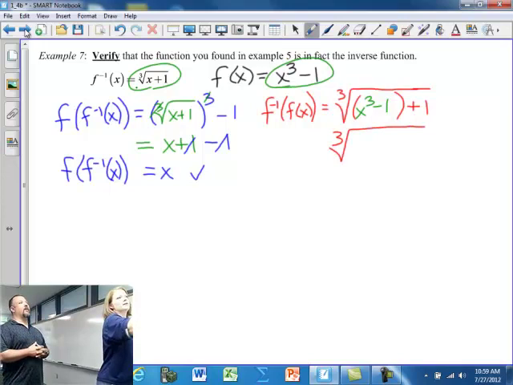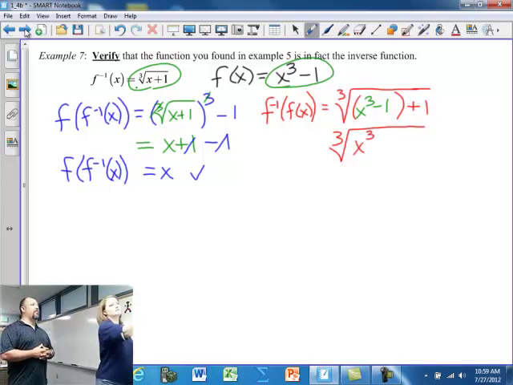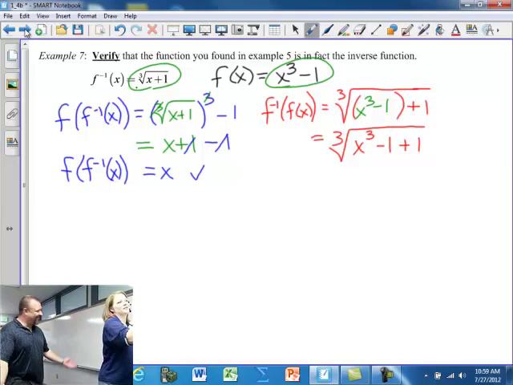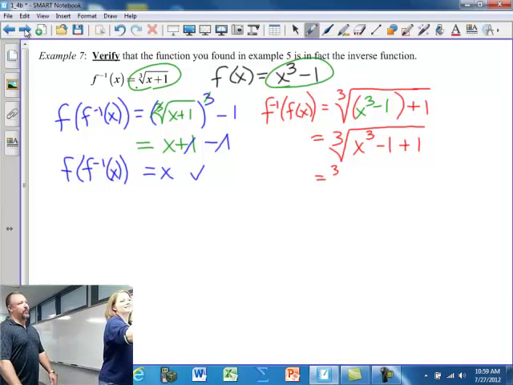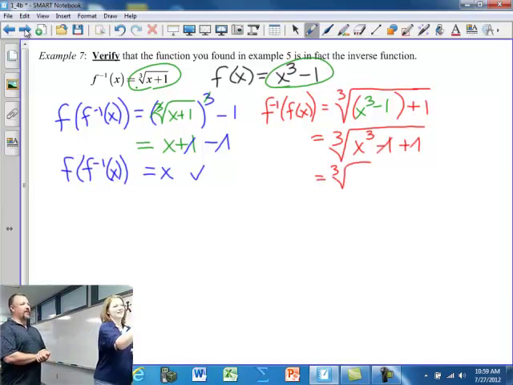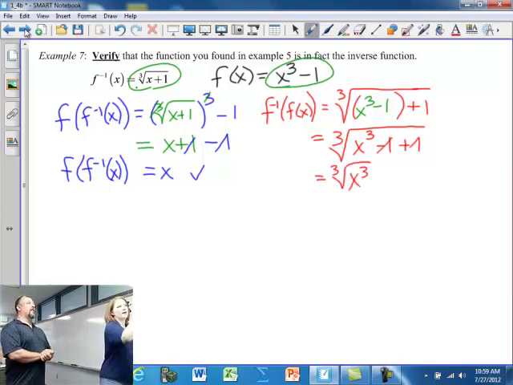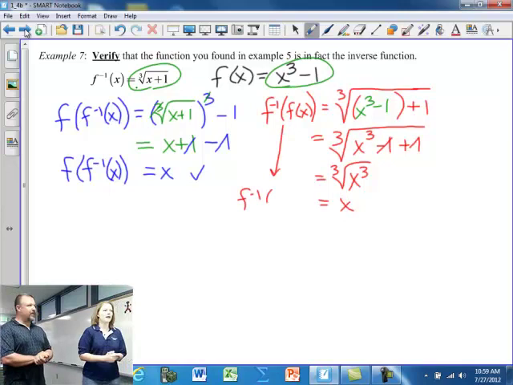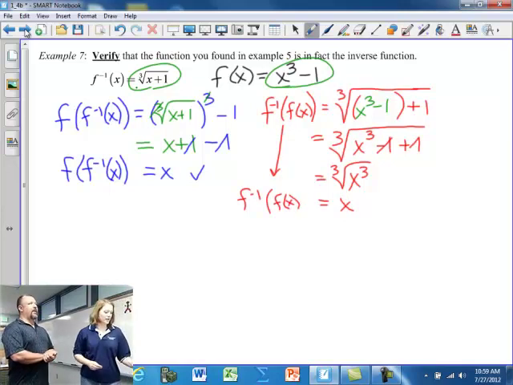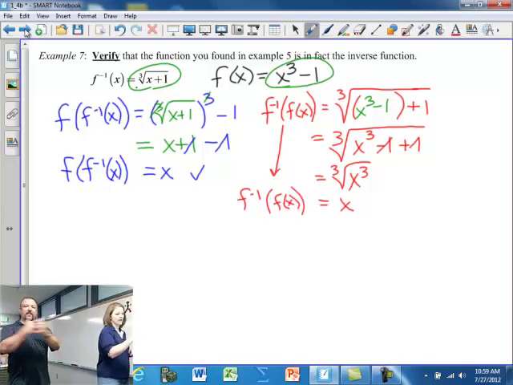I would probably just write this first, actually: you want to distribute the 1 in front of the parentheses. I just got rid of the parentheses. Fine. x cubed minus 1 plus 1 is simply x cubed. And the cube root then of x cubed is x. So what did we figure out? We just showed that the inverse of f of x is equal to x. So we proved it forwards and backwards.